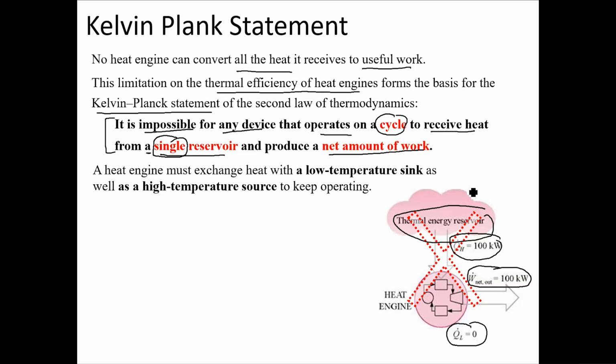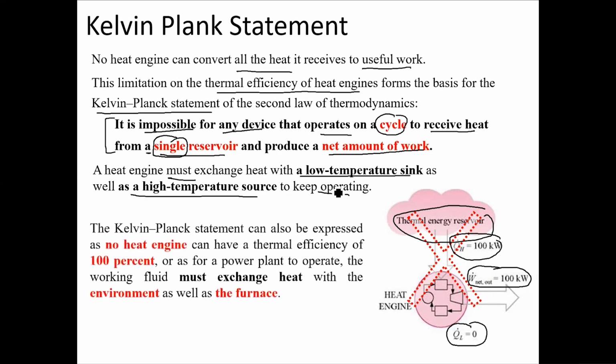So a heat engine must exchange heat with a low temperature sink as well as a high temperature source to keep operating. Another way of looking at the Kelvin-Planck statement is that no heat engine can have a thermal efficiency of 100%, or, as for a power plant, the working fluid must exchange heat with the environment as well as the furnace.